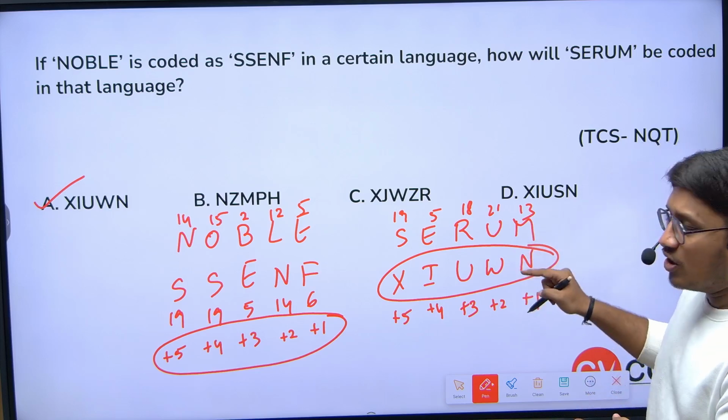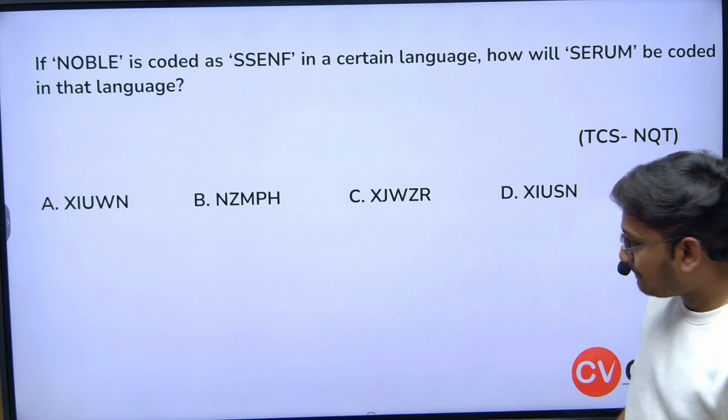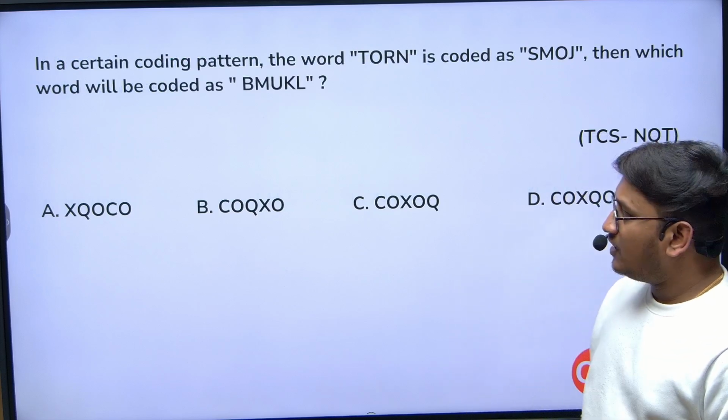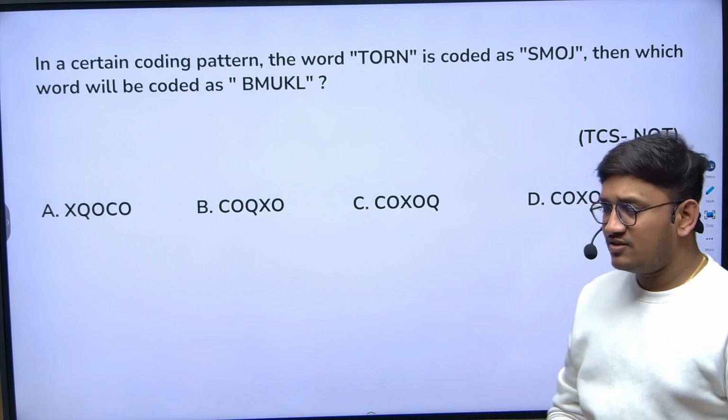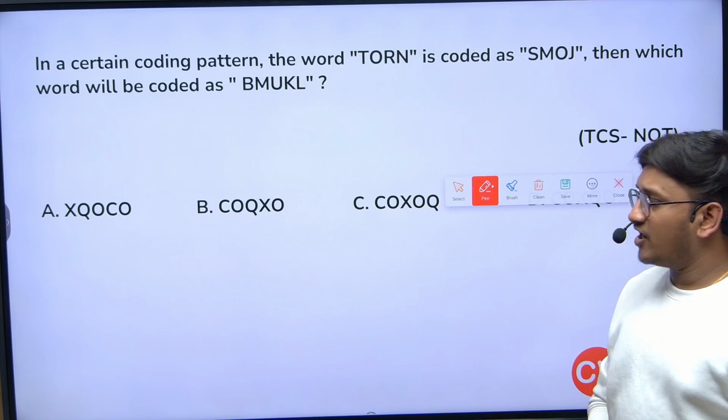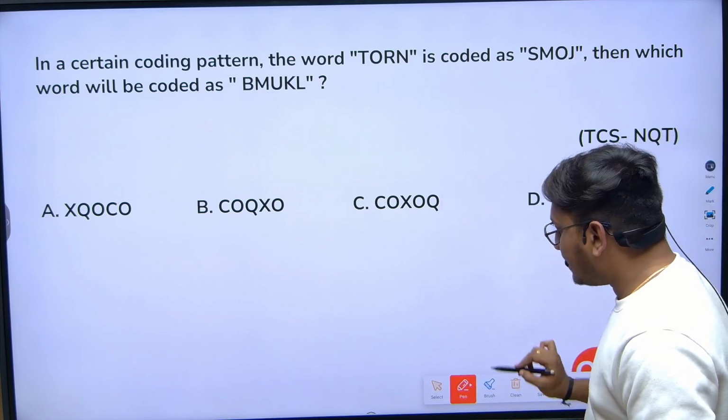I hope you all are clear with this question. Let's move on to the same pattern of question again. Can you guess the pattern and can you post which answer is correct? I'll give you 1 minute time.